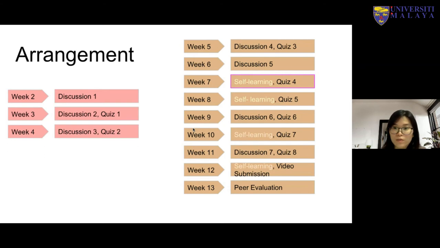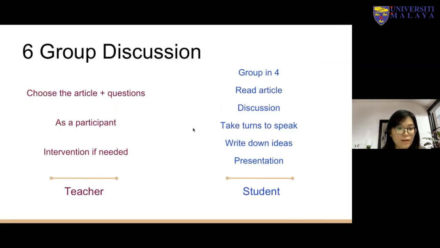So for all the 14 weeks, we have 6 times of group discussion, and I play the role of a teacher. I choose the selected article first and provide 3 to 4 small questions. Students are divided into 4 groups with 4 people in each group. Our class is actually a small class of 16 students, because our one batch only has 30.